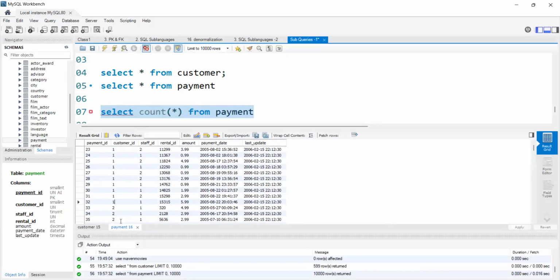Just try to think logically. If you didn't understand anywhere, please stop me, okay? Here we can use group by customer id in the payment table, having count greater than or equal to 30. Yes. If it is without subqueries, we can directly use whatever you are saying and get the answer.